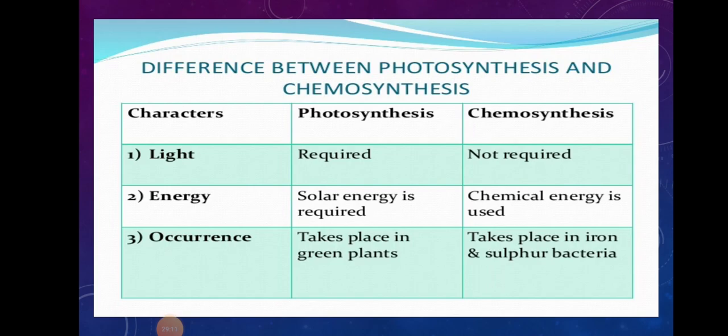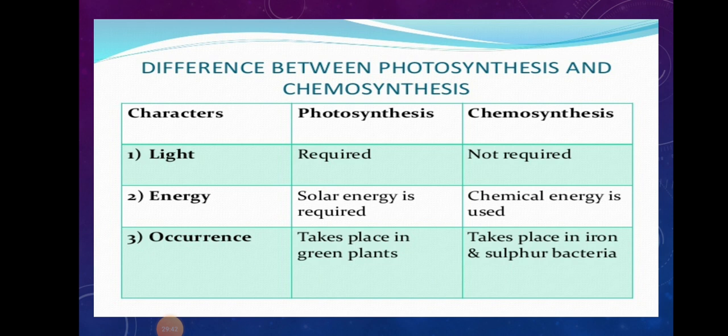Okay, let's proceed. Difference between photosynthesis and chemosynthesis, very important, often asked. It is quite simple, and you would remember. Photosynthesis, light is the first thing. In case of photosynthesis, it is required. In case of chemosynthesis, it is not required. Energy: solar energy is required because we know that the process of photosynthesis is initiated with the help of light that is converted into chemical energy. So solar energy is required.